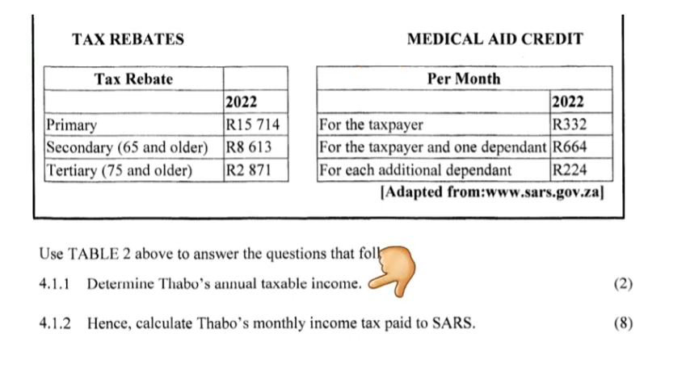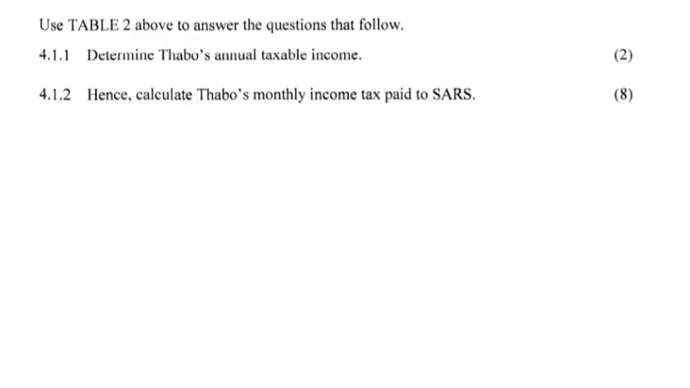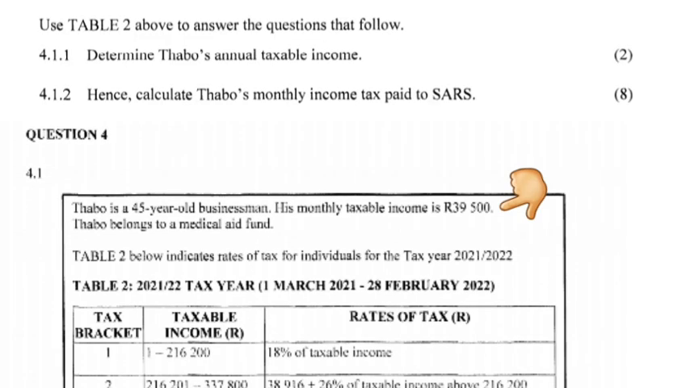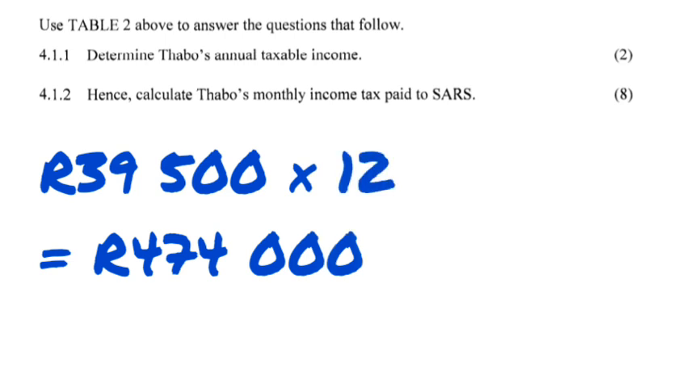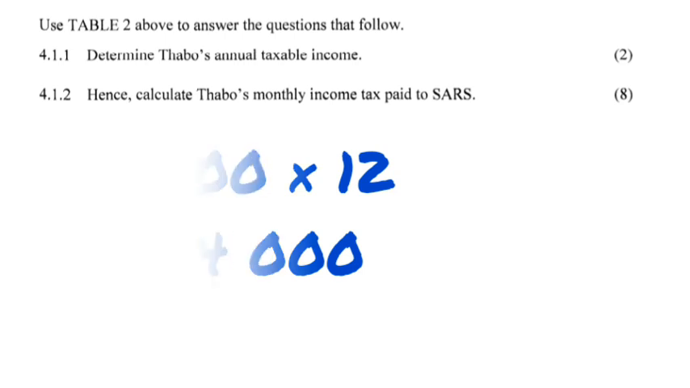The first question wants you to determine Thabo's annual taxable income. So this is simple, where they told us that he earns 39,500 monthly, and we want an annual income. So it's a simple matter of multiplying that amount by 12. Why do we do this? Because you can't calculate anybody's taxable income without annualizing their salary first. So this is actually a very good question for you to start with. So 39,500 multiplied by 12, you get 474,000 as his annual income.